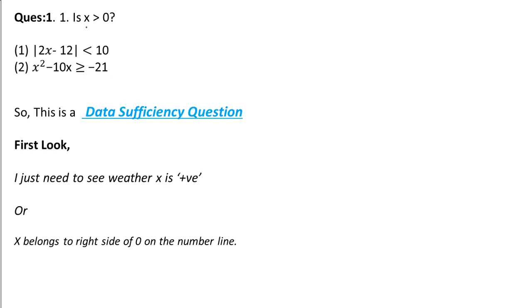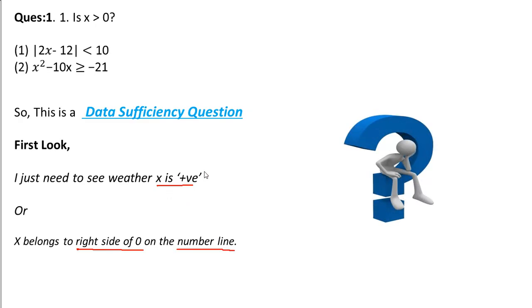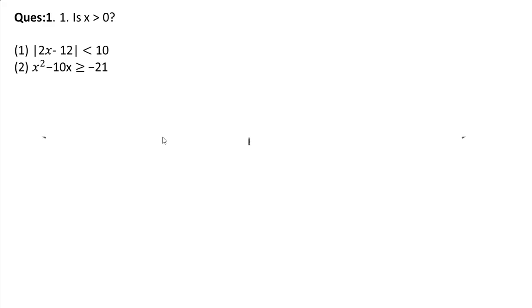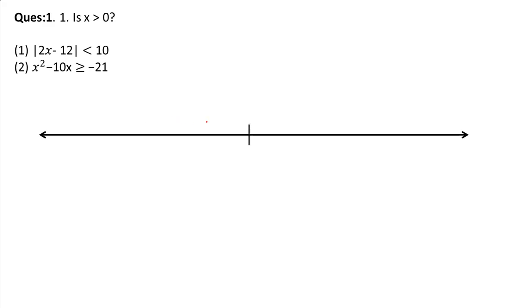Have a first look at the question. I just need to see whether x is positive or not, or does x belong to the right side of 0 on the number line. Let us think about the question. Here, this is my number line. Here I have 0. I need to see whether x lies in this blue region or this red region, or to the right side of 0.